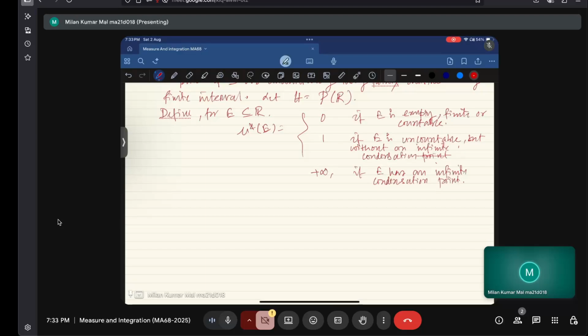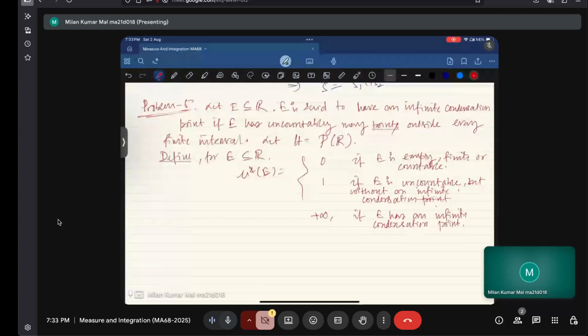Okay, so this is the new story. Before going to the problem, let me first understand what is given. E is a subset of R, and E is said to have an infinite condensation point if it has uncountably many points outside of every finite interval.